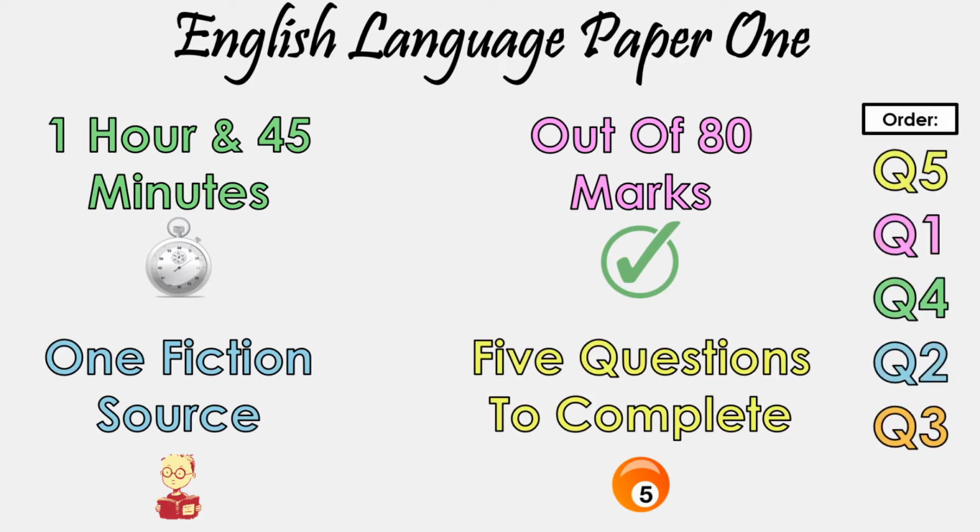Now the best order to complete this paper in is: Question 5 first, then question 1, question 4, question 2, and finally question 3. The reason for this is that you get all of the big mark questions and the easy question out of the way first. And that way you've got 80% of the paper completed in the first 3 questions that you answer.